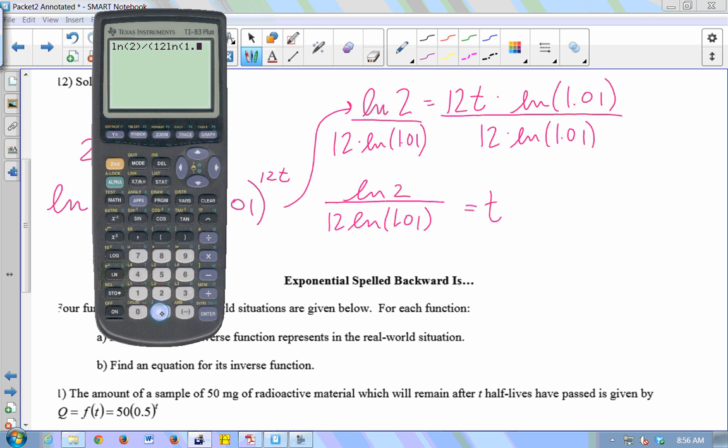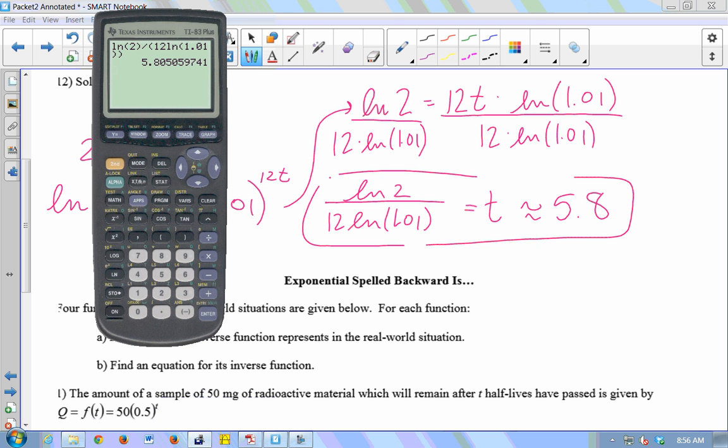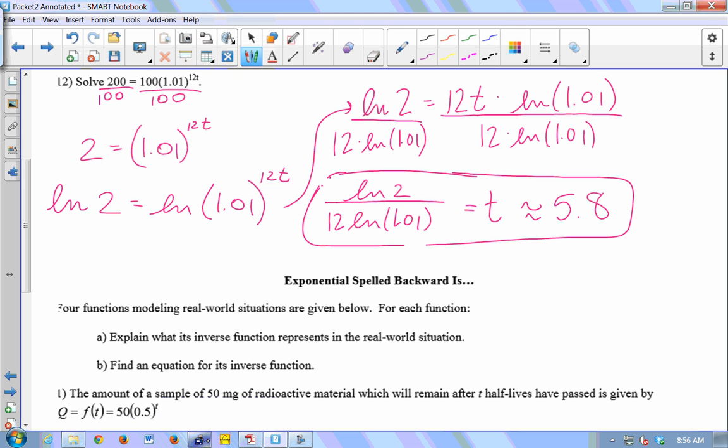ln 1.01. And I get 5.8. So that's an important distinction. If you're ever asked to solve and find an exact value, you should leave the ln's in there. An approximate value you get by putting it into your calculator.